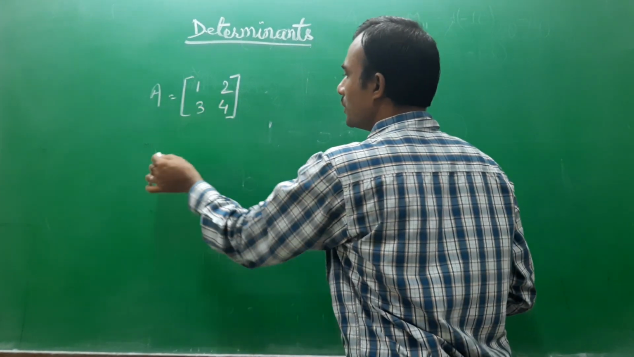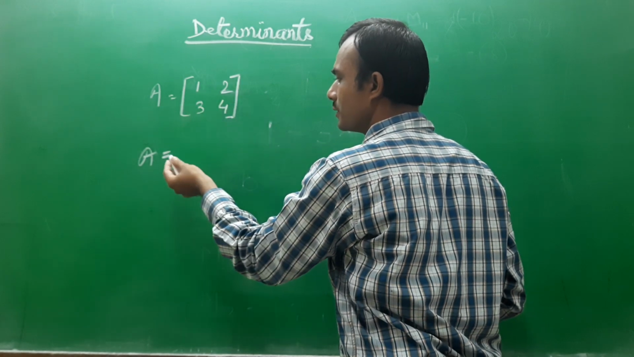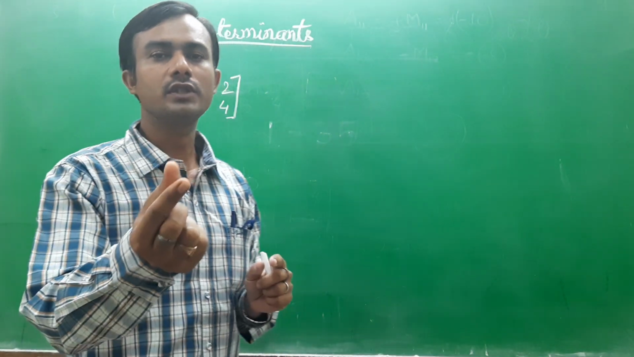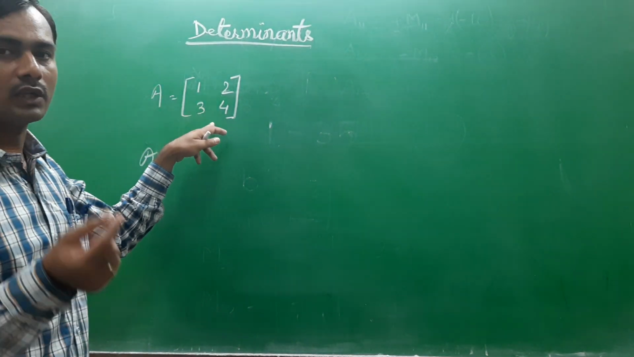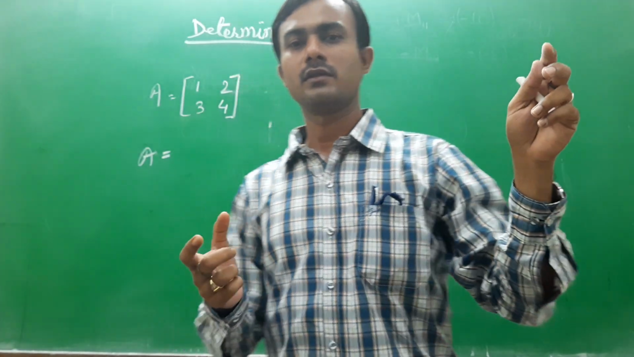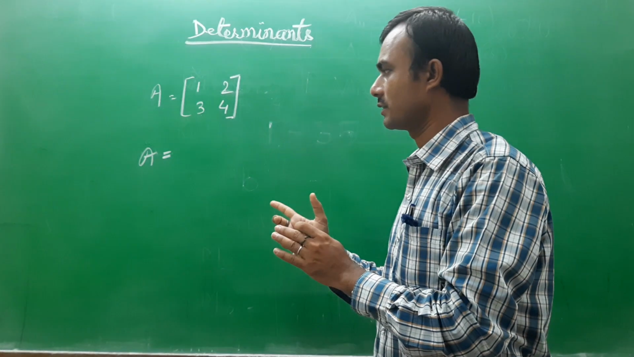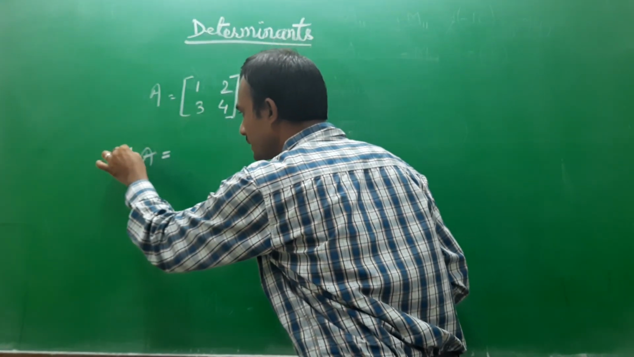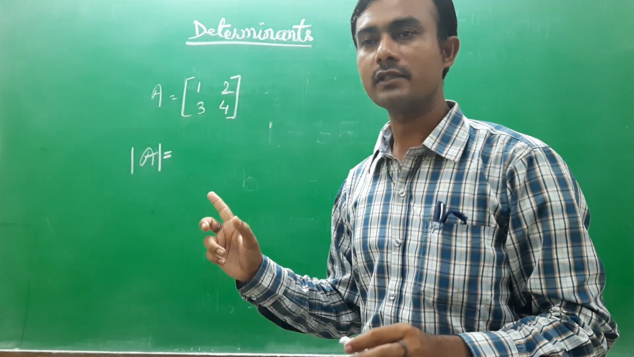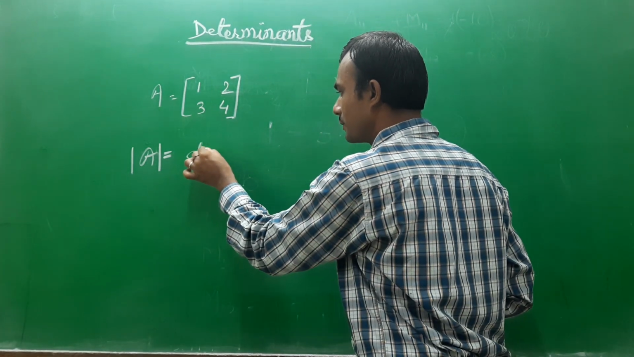Here A has only 4 elements, while in a determinant, only one number is associated with the matrix. That number is known as the determinant of this matrix, and it is written as determinant of A. Don't call it modulus of A. This is determinant of A, or det A.